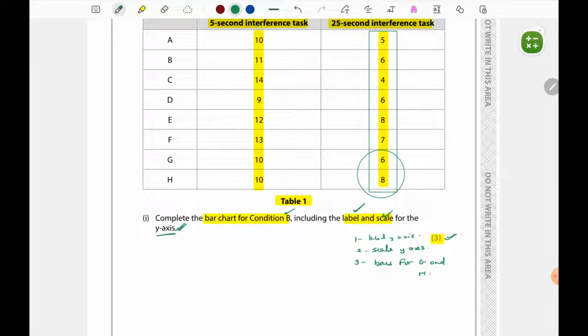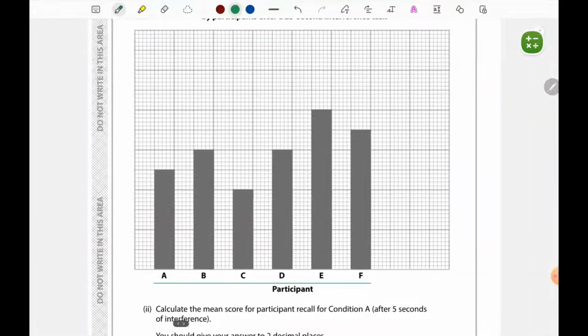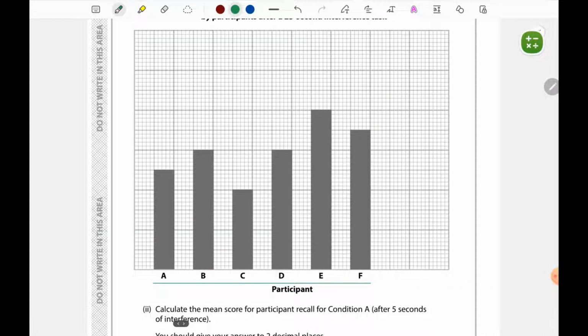And here we can see 3 marks are there. That means we will get 1 mark for labeling the y-axis, 1 mark for scaling the y-axis, and 1 mark for drawing the bars for G and H, of course, appropriately. Let's begin with labeling the y-axis. That's the easiest also, and that will guide us on how to draw further.